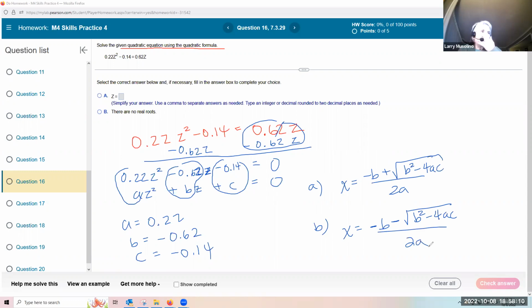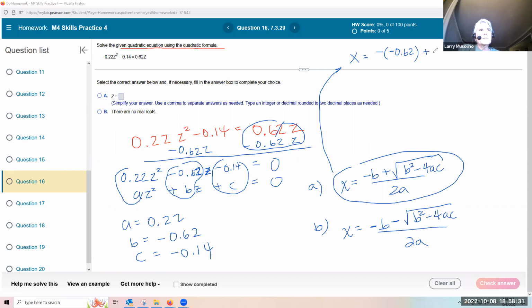This is a job for your calculator, right? Because you're going to be working out messy decimals, so you could just plug these into the calculator. Let me just show you how it will work out here. Let's do this one up here. So it's going to be negative b. Well, that's going to be the negative of negative 0.62 plus the square root.